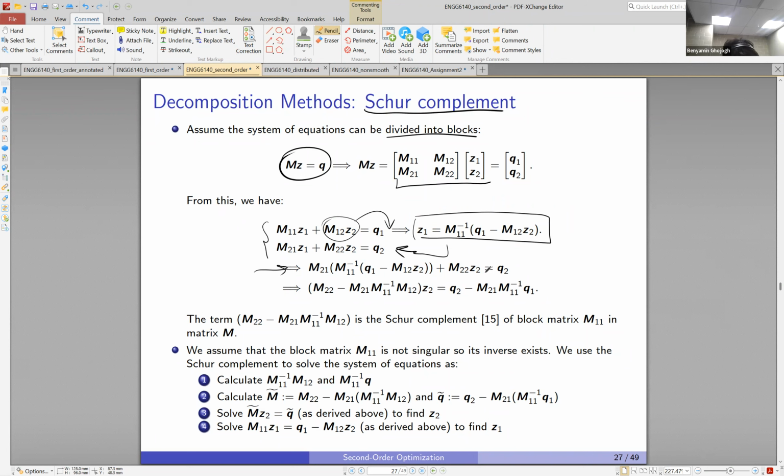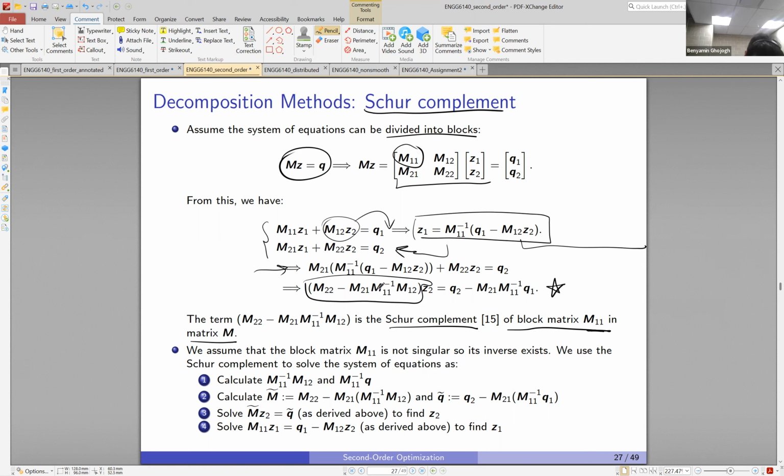And then what are we doing here? Okay, let's factor out Z2, and also bring the term which doesn't have Z2 to the right hand side. So we'll have this. This term, which is multiplied by Z2, is a Schur complement of the block matrix M11 in matrix M. So this was a block matrix M11. This is called the Schur complement of M11. And Schur was also a scientist.